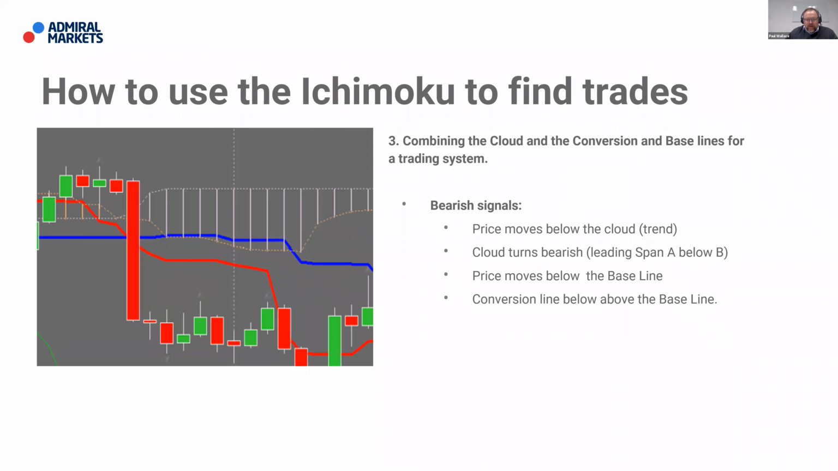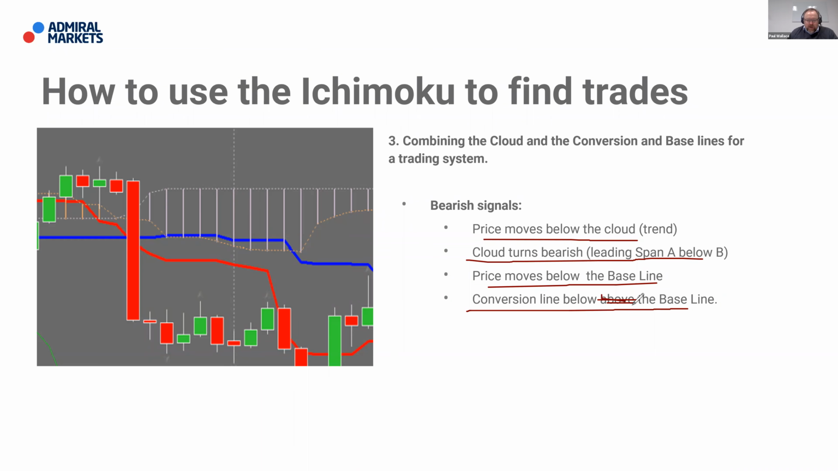On the flip side of that, we're looking at combining the cloud and the conversion line and baseline for a trading system on the bearish side. We expect bearish signals when price moves below the cloud, which gives us an indication that the cloud turns bearish, with leading span A getting below leading span B. Price moves below the baseline, and the conversion line is also below the baseline.